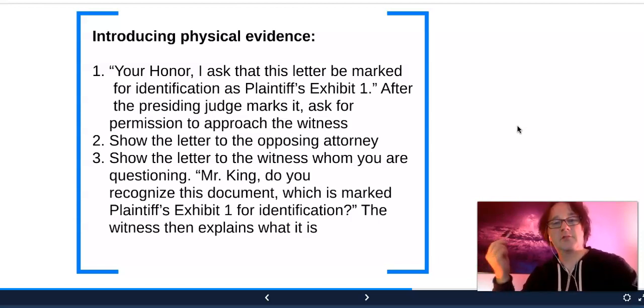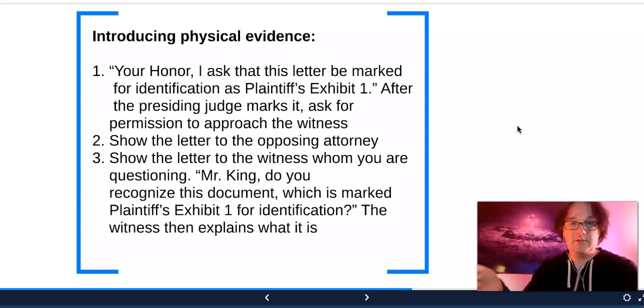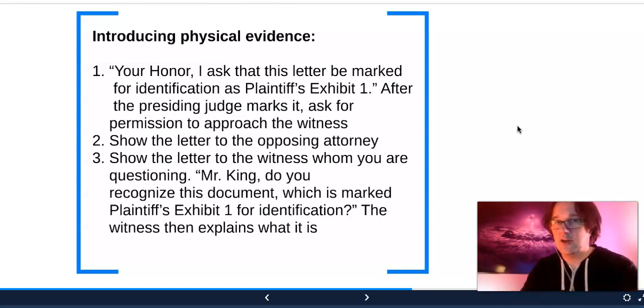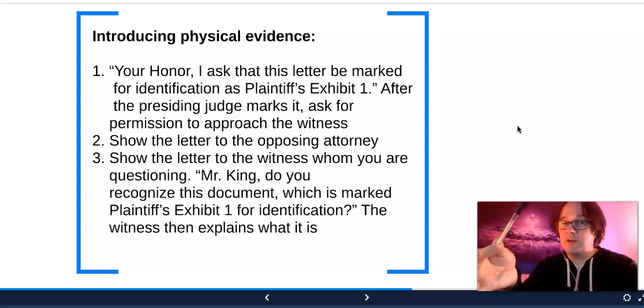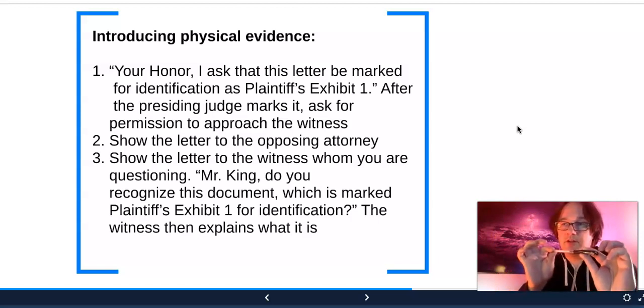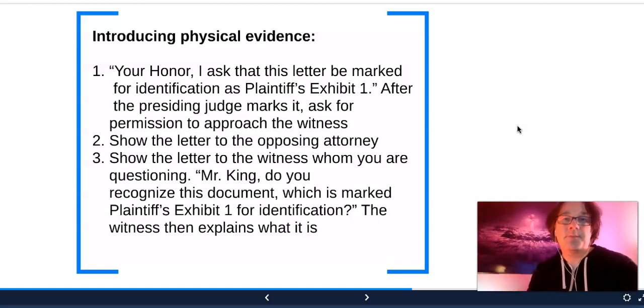So you would say, Your Honor, I'd like to have this marked as Plaintiff's Exhibit 1. Your Honor, may I approach the witness? Well, you ask for permission, then you go to your opposing attorney, right, with your pen. It says here a letter, but we're going to stick with this pen. You show it to the opposing attorney, and they say, you cool with this, right? They say, yep, that's legit.